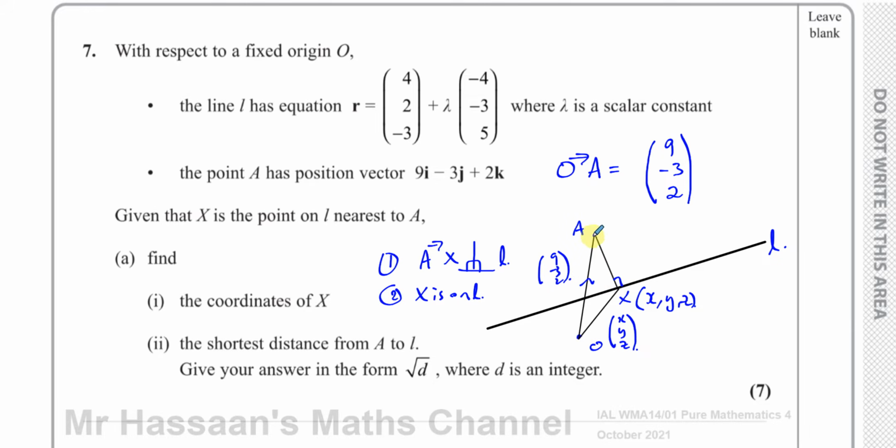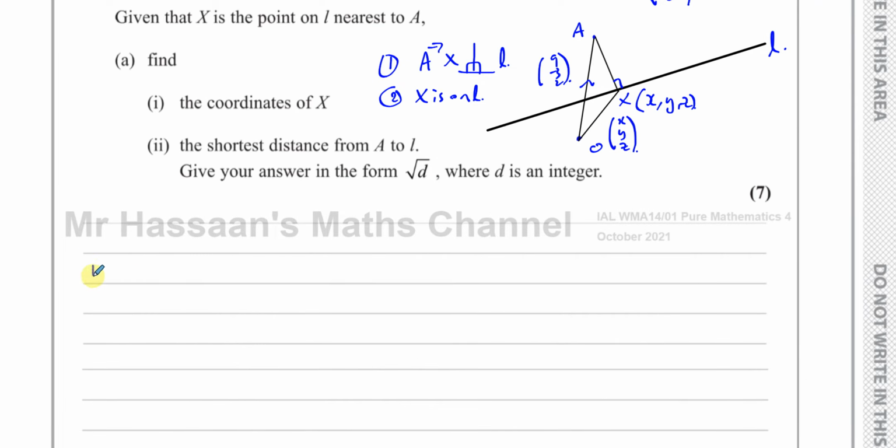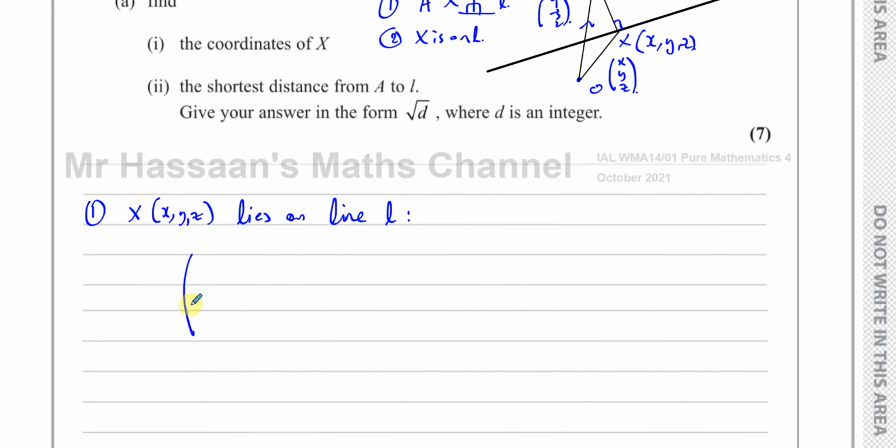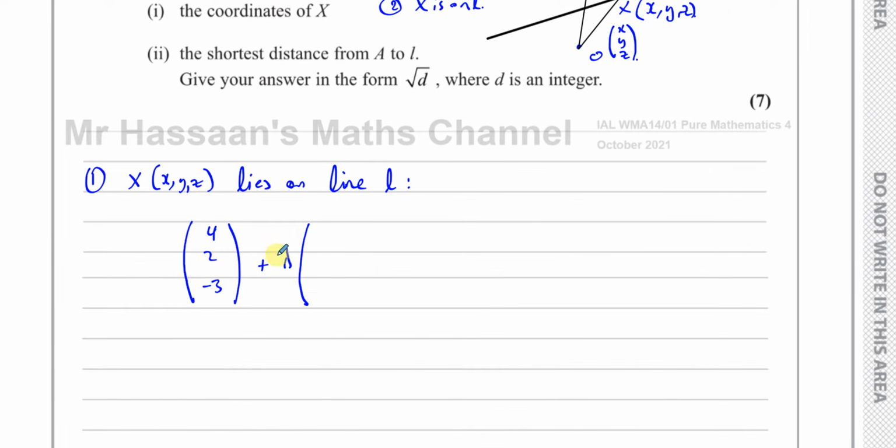Now I know that AX is perpendicular to the line L, and X lies on line L. So let's use those two bits of information. First of all, X, which has coordinates (x, y, z), lies on line L. So we can take the equation of line L, which is (4, 2, -3) plus lambda times, make sure we copy it down right, (-4, -3, 5).